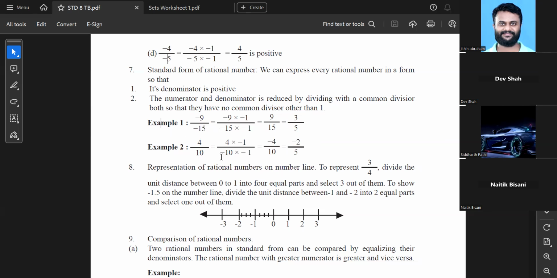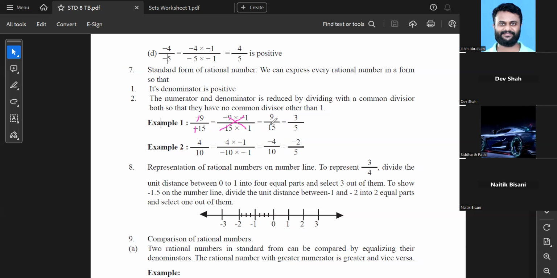So first of all, I'll say remove this minus sign. How do you remove it? I've already given you a shortcut. You simply cancel the minus sign. You don't have to do this step. Your fraction automatically becomes 9 upon 15.